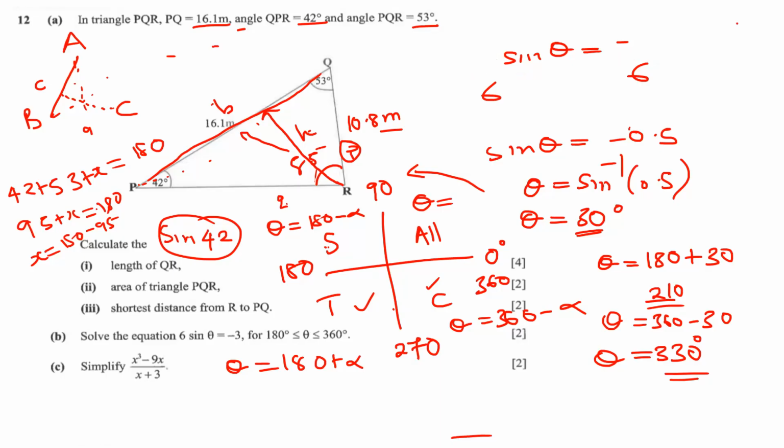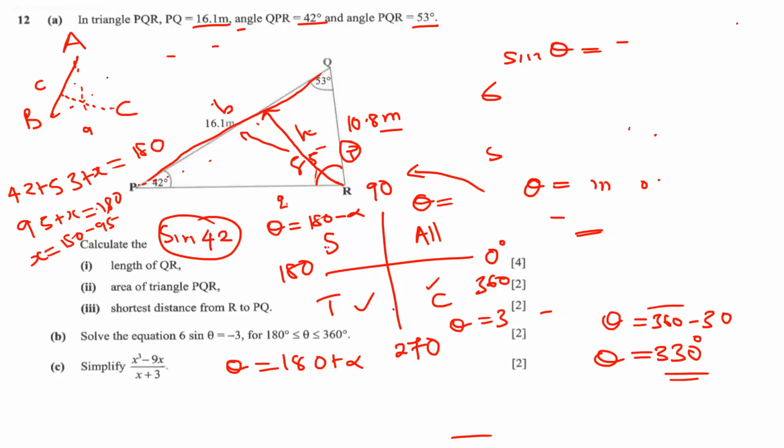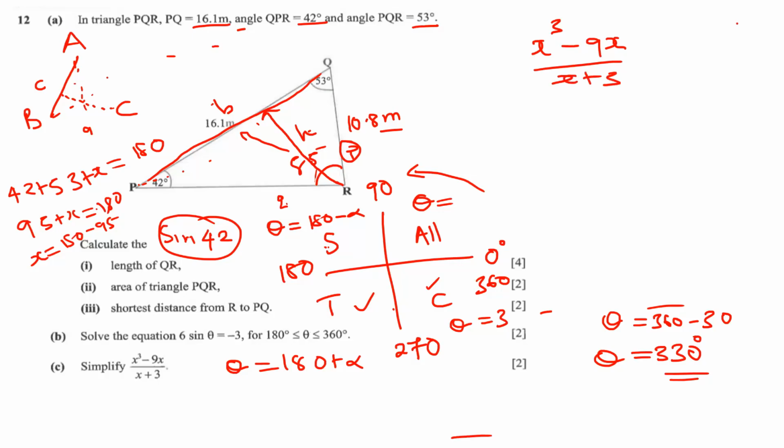The other question is to simplify. You are given to simplify. How do you handle this question? So simplify x cubed minus 9x over x plus 3. The first thing that you want to do is to factorize the top part. So when you factorize, x is common. What remains is x squared minus 9. This is x plus 3.